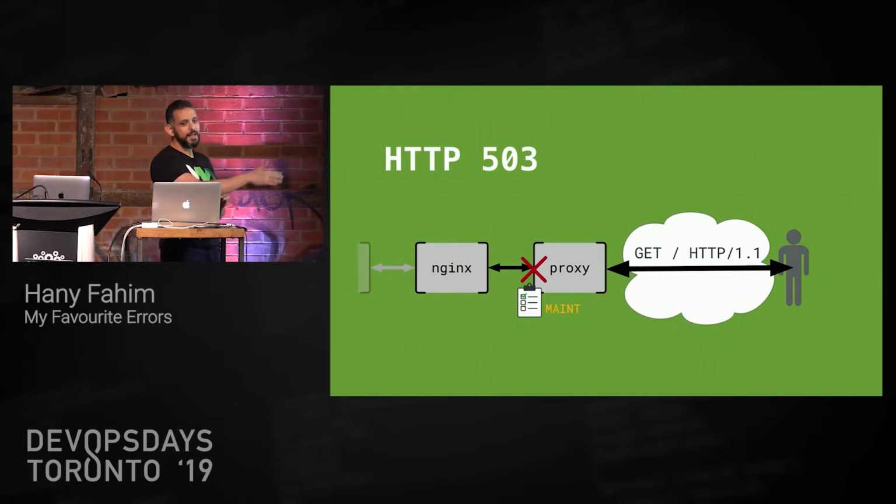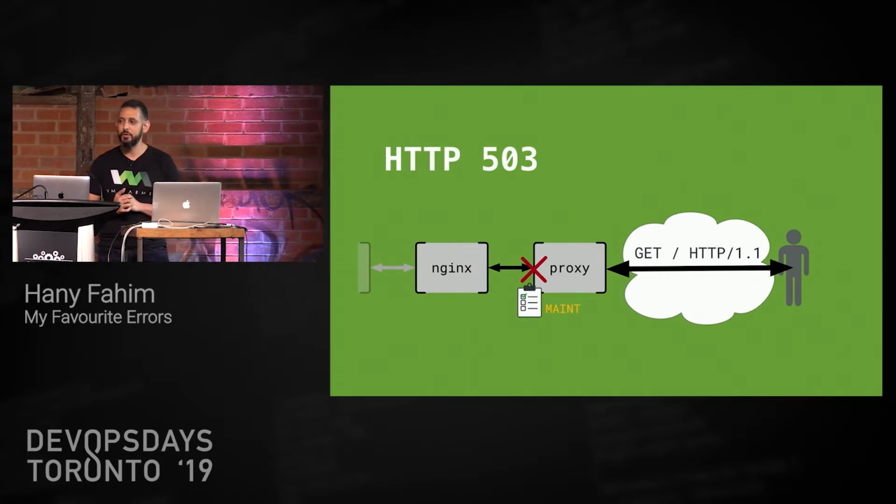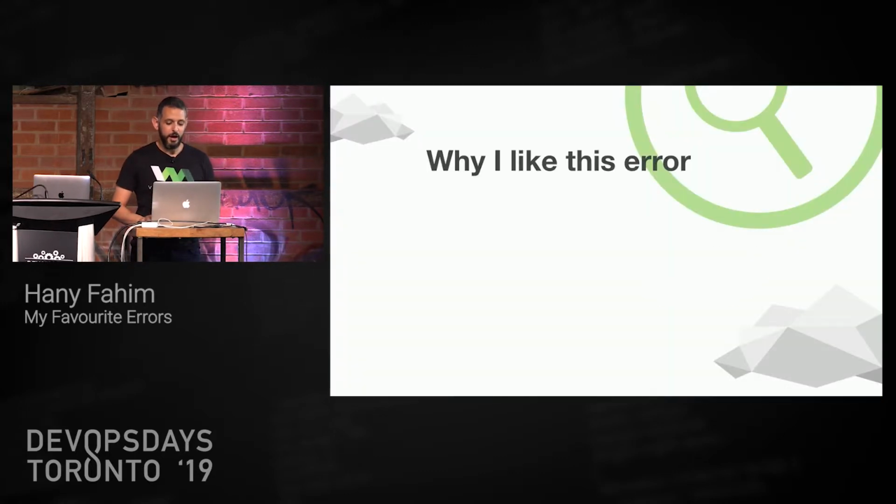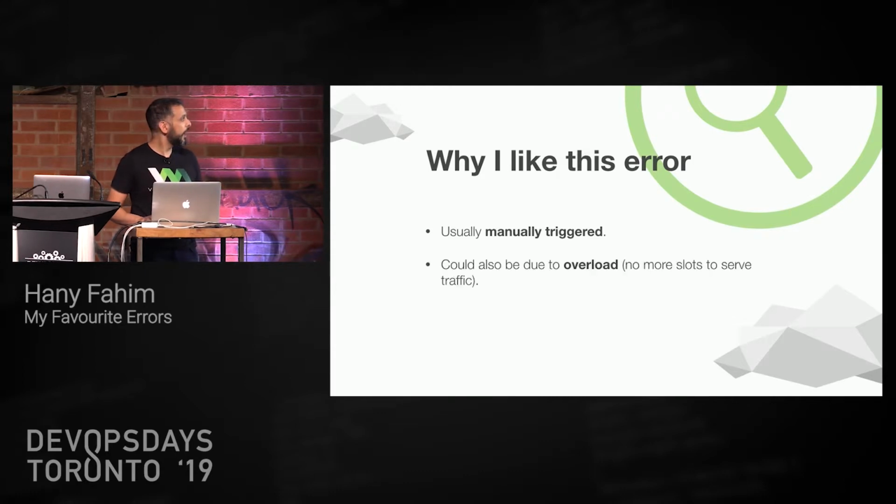Imagine you put all your backend servers into maintenance mode because you're running a large database migration. In this case, any request that comes in is going to get a 503. I like it because it's manually triggered. It could be due to an overload. If you set up max connections on your proxy and you run out of slots, you could get this error as well. Most likely it is transient, though, especially if it's user-triggered. Hopefully they're going to bring the site back online someday.